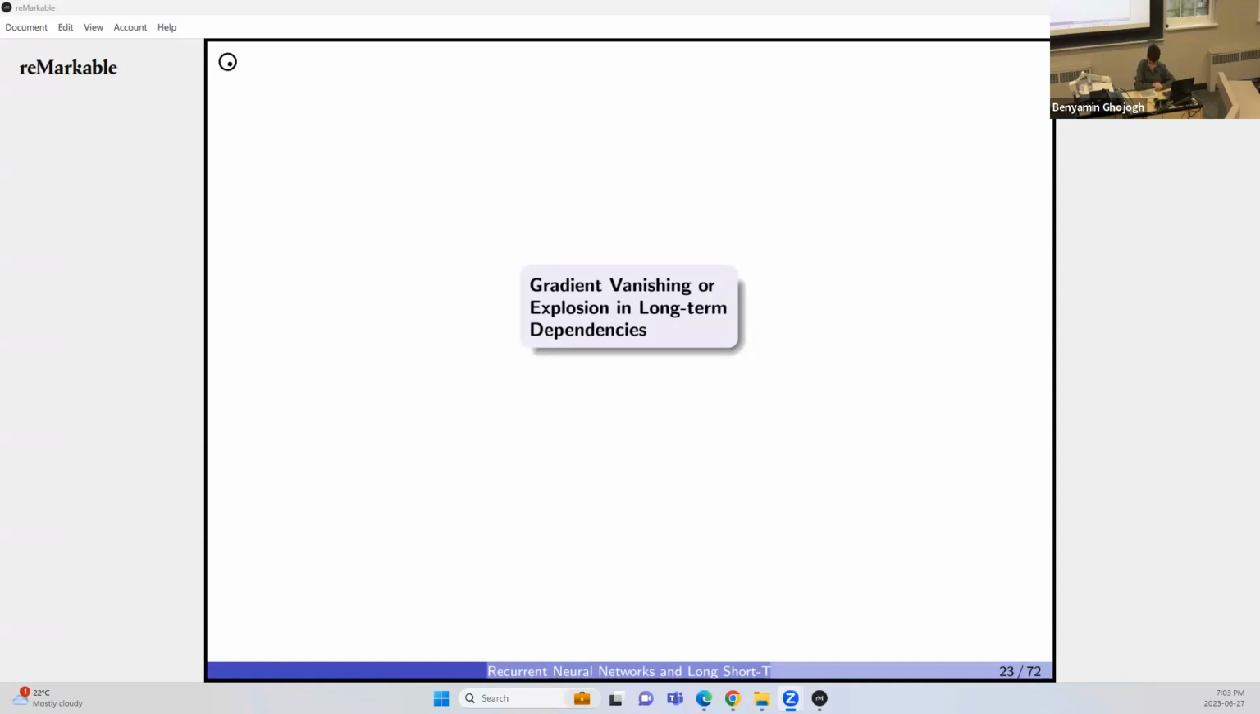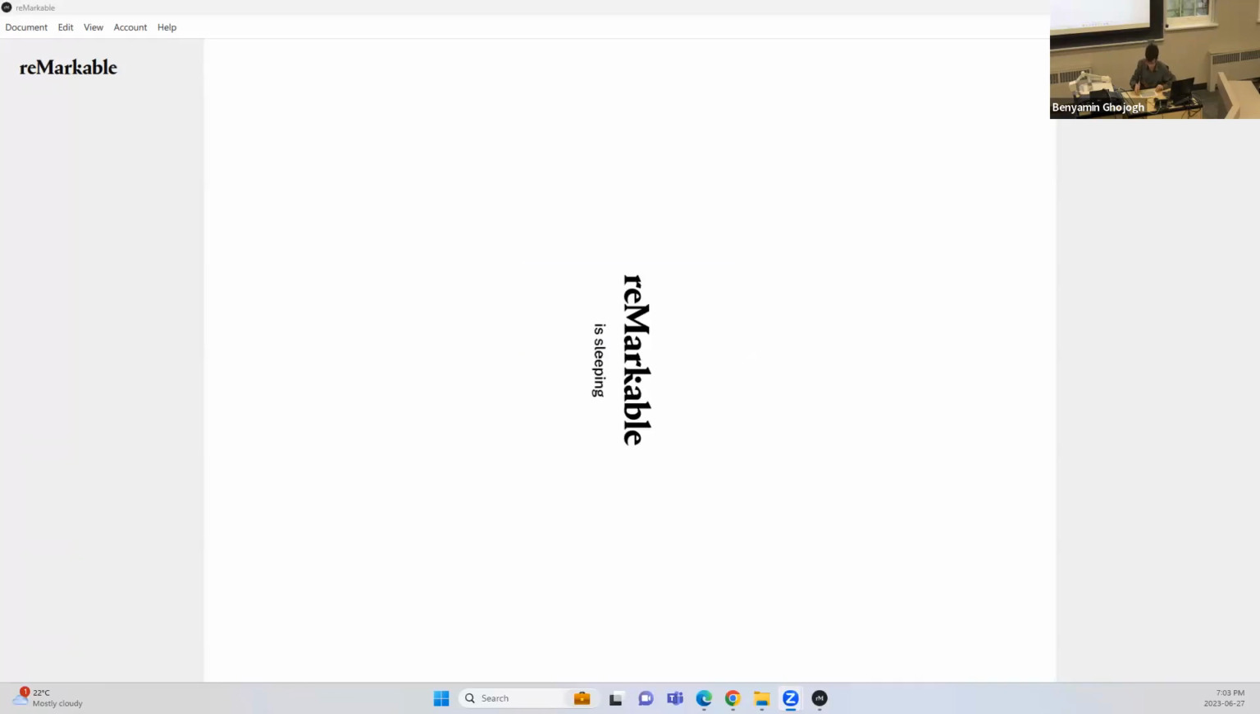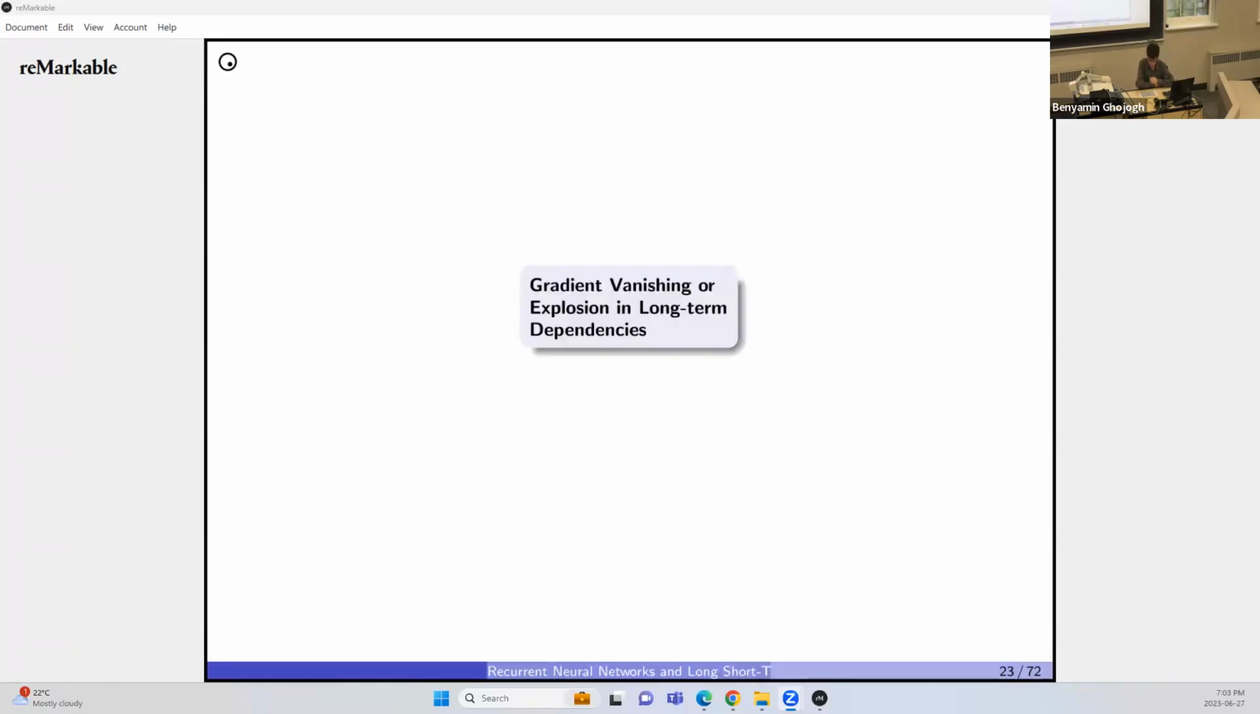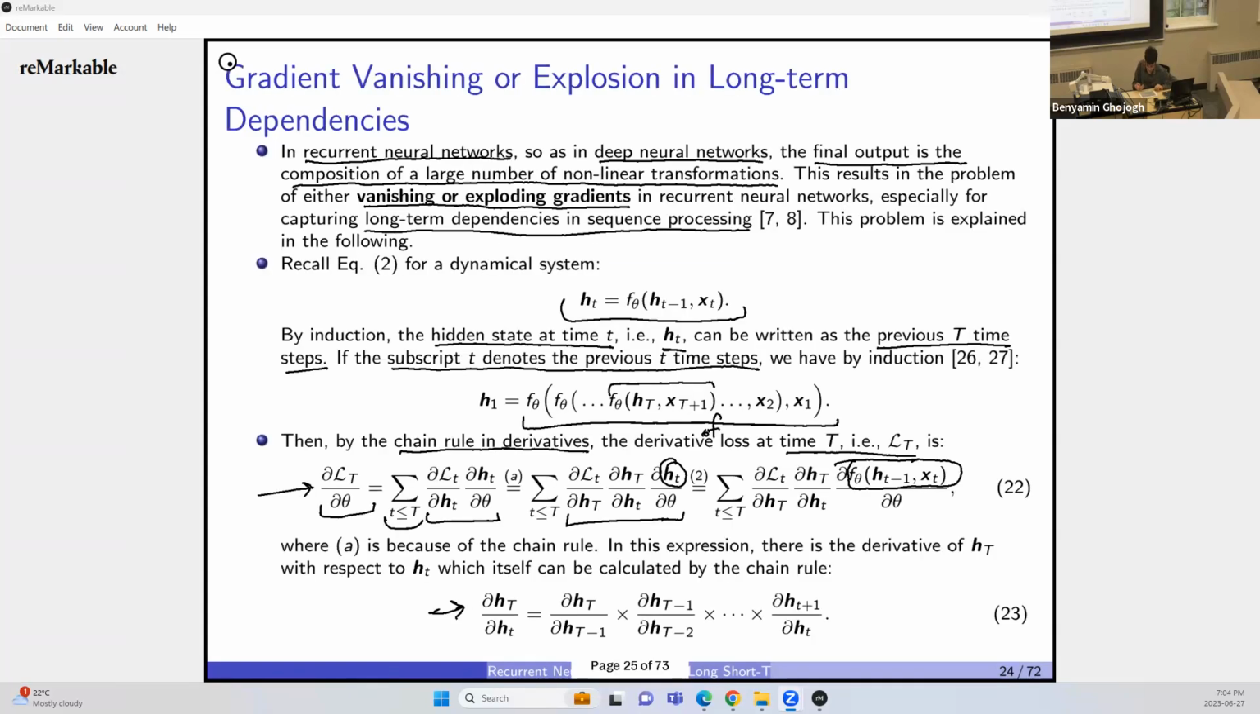Okay, but we said there is a problem with long-term dependencies, and that is multiplication of a lot of gradients with each other through time. Therefore, we'll have either gradient vanishing or explosion. Why? Because if we have a lot of small gradients, a bit smaller than one, then their multiplication becomes too small. Or if they are a bit larger than one, then their multiplication can explode. Okay, we had already talked about it in these slides in the previous session.